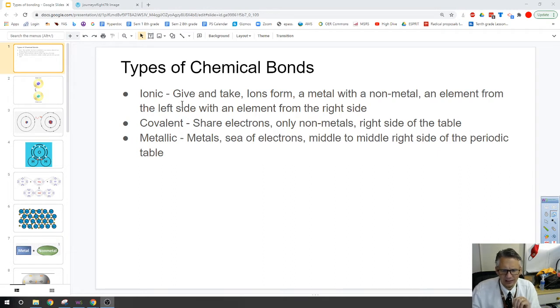The first one is ionic. To recap, bonding takes place with electrons. If you understand what the electrons are doing, you can understand what type of bonding. So, ionic is a give and take. Atoms give up electrons and other atoms take electrons, and ions are formed. They become either a positive ion or a negative ion. Ions are formed, a metal with a non-metal.